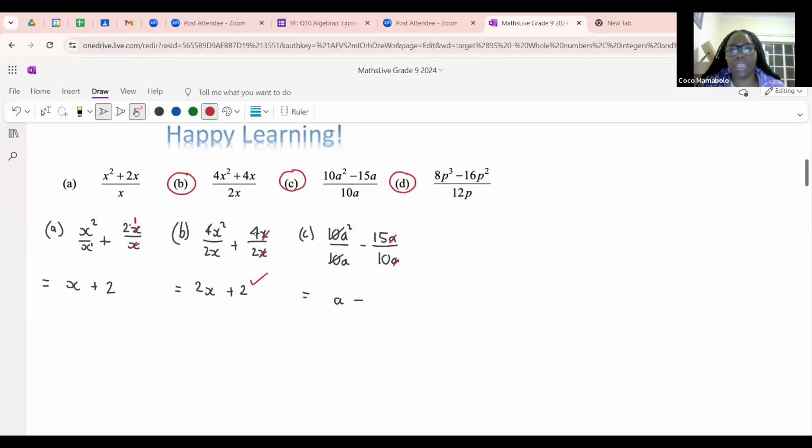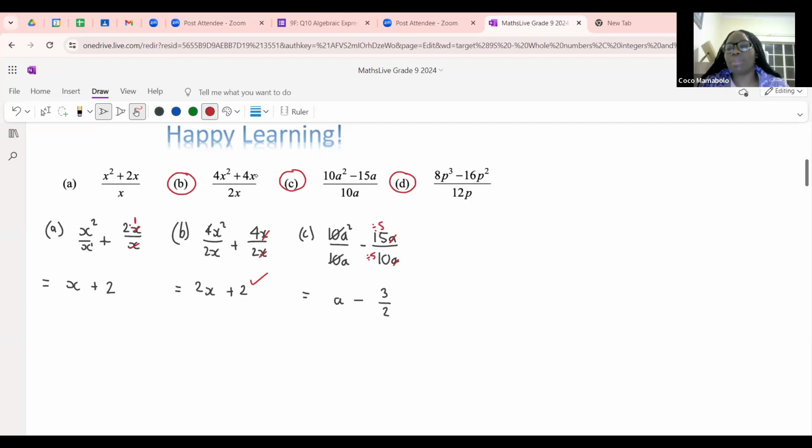5. Yes, absolutely. It's 5. So I'm going to divide by 5, divide by 5. Right. I'm then going to get 15 divided by 5 will give me 3 over 10 divided by 5 will give me 2. So my final answer for C should be a minus 3 over 2.